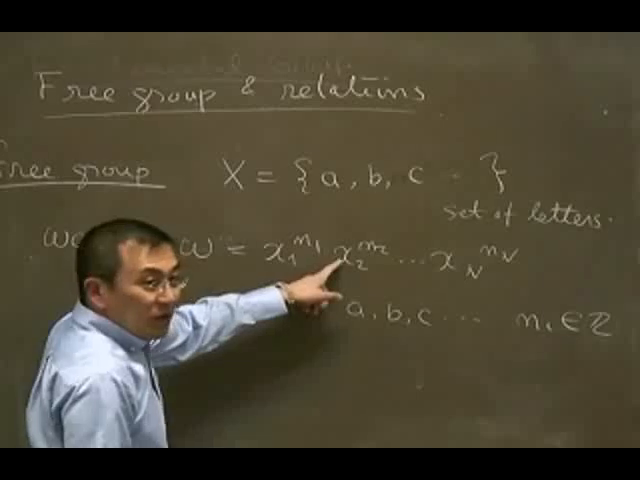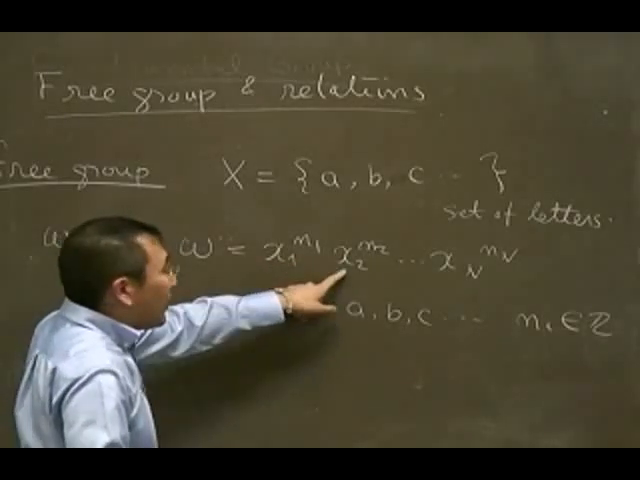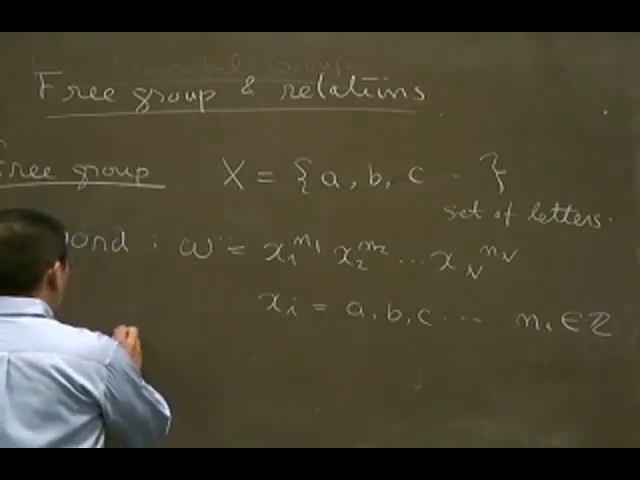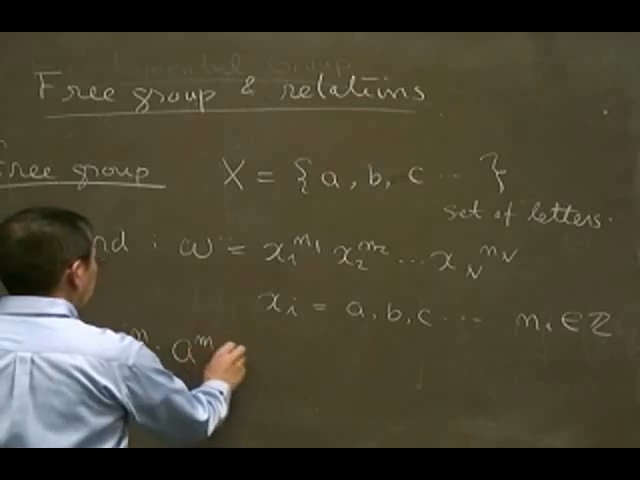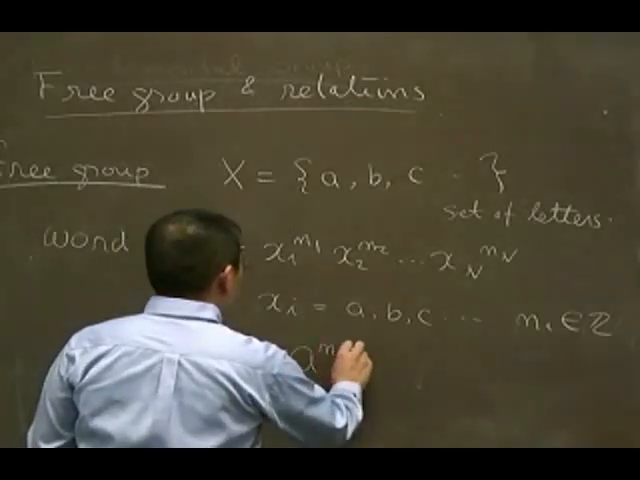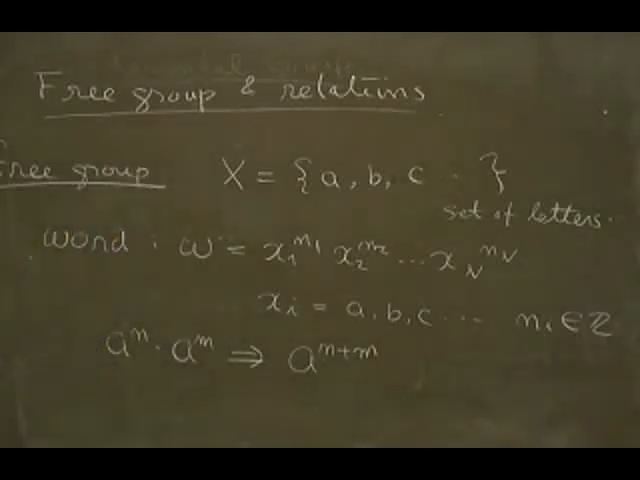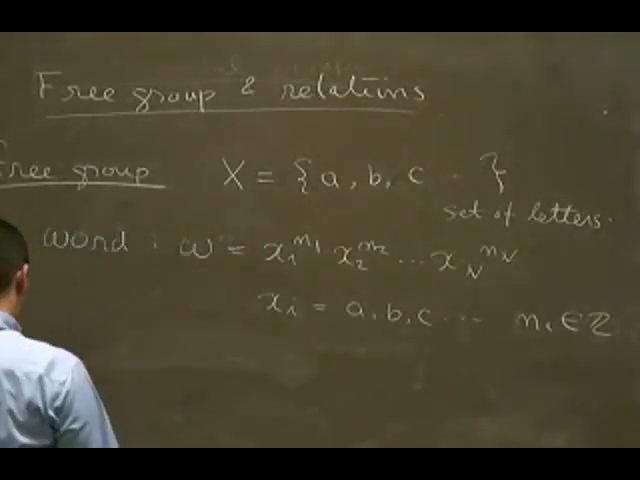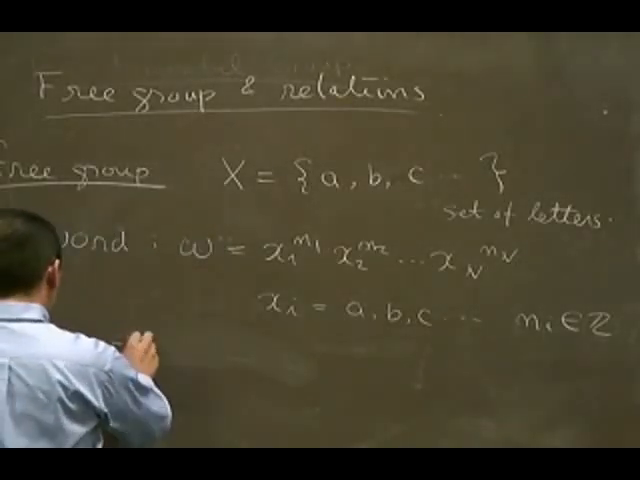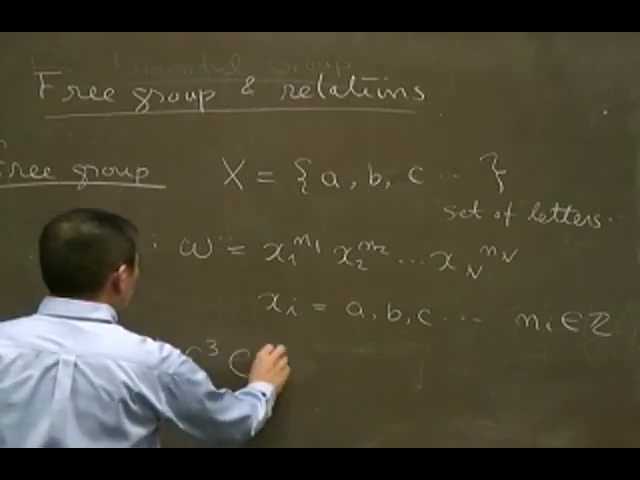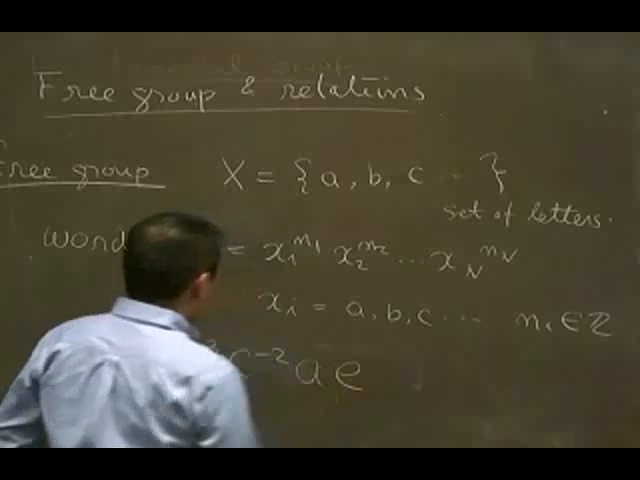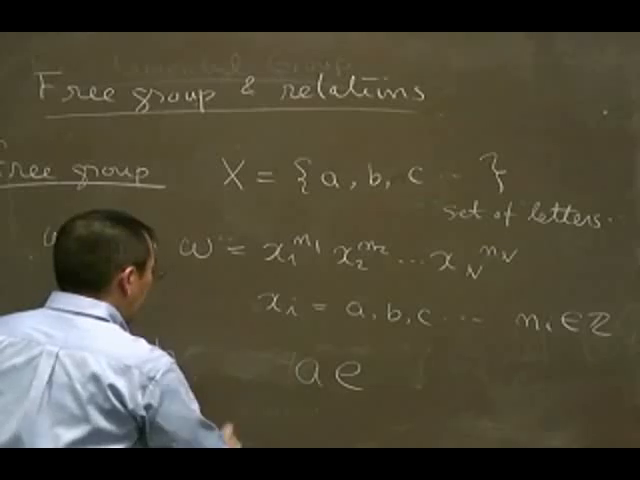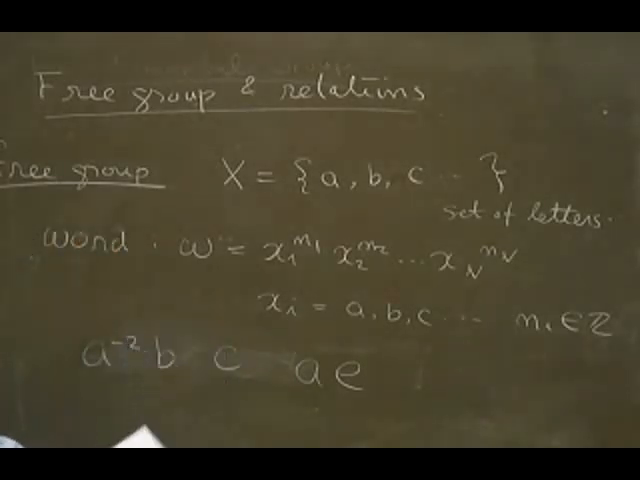And when the same letter repeats itself, we can contract it. Suppose, for example, you have a to the n, a to the m, then you can simplify it by writing it as a to the n plus m. As an example, suppose you have a to the minus 2, b, c cubed, c to the minus 2, a, e. Then you see that the c is repeated here, so we can replace this by just c. This process is called reduction.